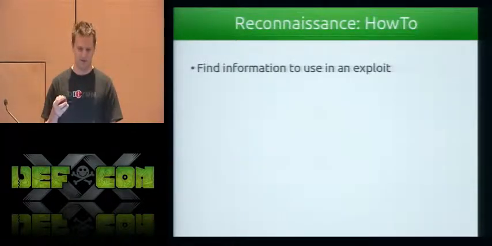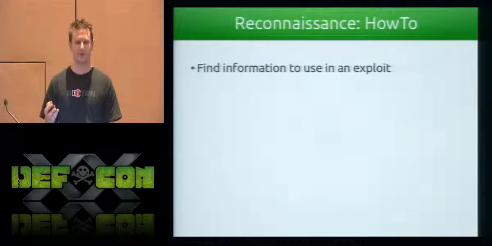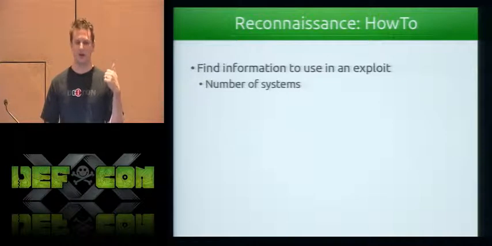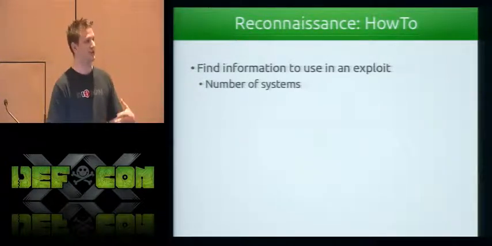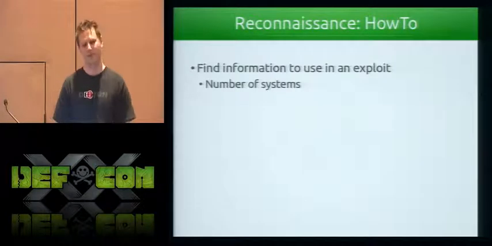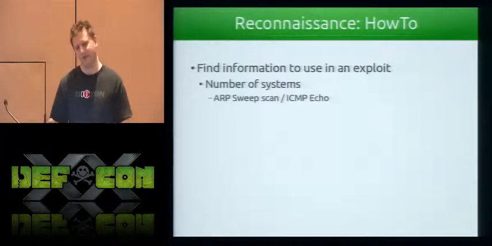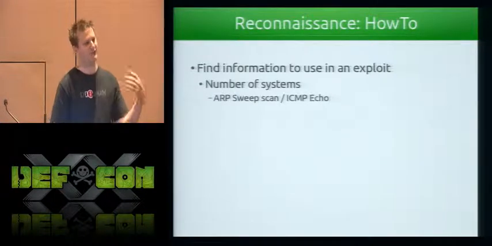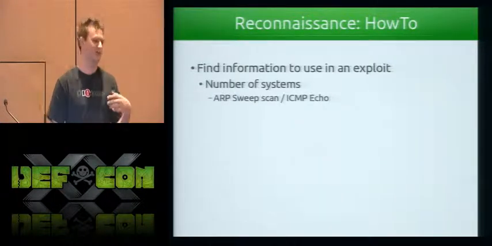All right, so enough intro. Reconnaissance: how does this actually get performed? One of the first things you want to do once you gain access to a network is find out the number of systems on the network. You want to find out just what machines exist on this network that you want to exploit. One of the major ways to do that is ARP sweep scans. You send out an ARP packet and you say, hey, 192.168.1.10, what's your MAC address?